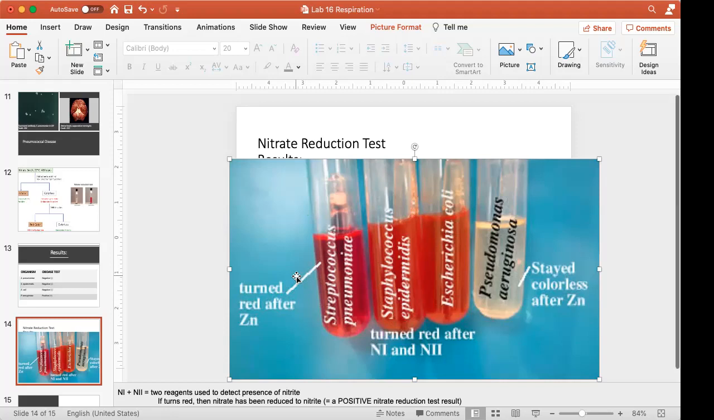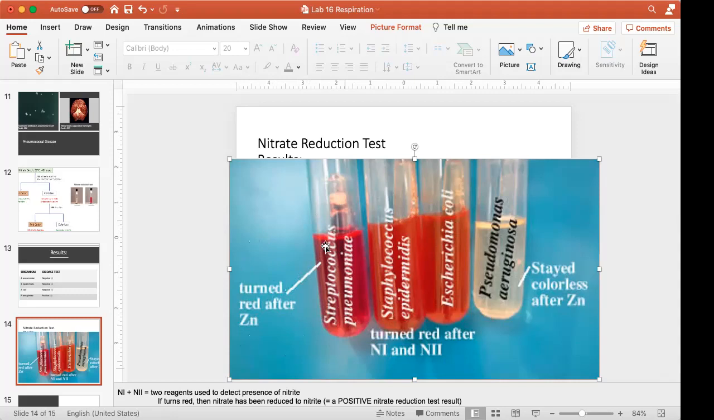Oh, sorry, I forgot to mention the most important part. When we took this tube out of the incubator, we added reagents A and B, or 1 and 2, and we got no color change. This color only happened after zinc was added. So I want you to think, is this a positive test or a negative test? And what do we know? How would we interpret that?